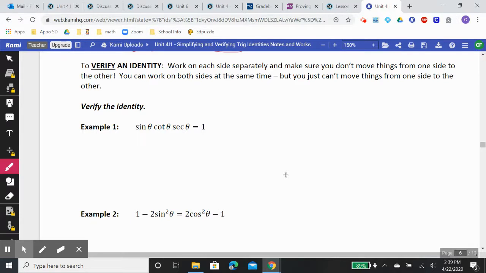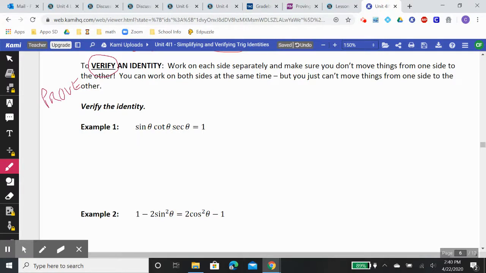We spent the last 4 classes talking about simplifying trig identities, where we wanted to use our trig identities to simplify and get it down to, if we can, one term, no fraction answer, stuff like that. Now we are switching gears a little bit and doing what's called verifying a trig identity. Sometimes you may also see the word prove. Prove the trig identity. Proving and verifying are the same thing.